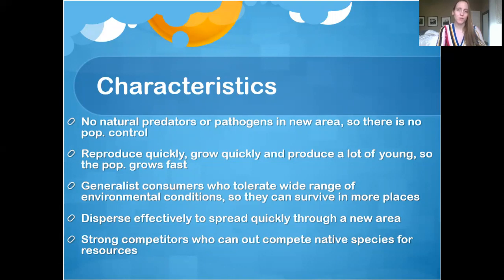They're also almost always generalists, meaning that they're able to tolerate a really wide range of environmental conditions, and they're not picky about what they eat or what kind of habitat they live in. They also tend to disperse, or spread, very effectively. That's how they become an invasive species a lot of the time. And lastly, they tend to be really strong competitors, which is why they're often able to outcompete native species for access to resources.